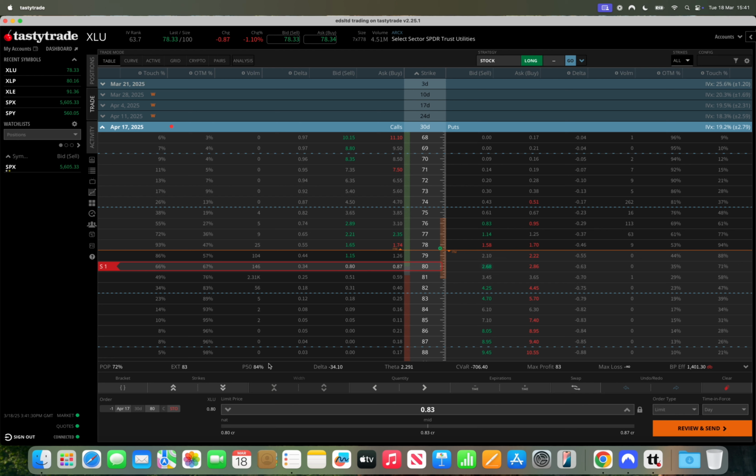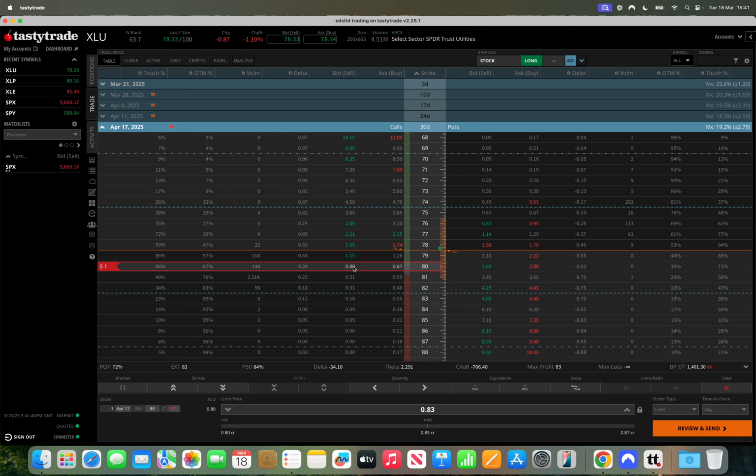So which is personally what I do, and we've got an 84% chance of being able to do that. Okay, so in this instance we would collect $83 up front, and our broker is going to require 1.4k in buying power to open this position.